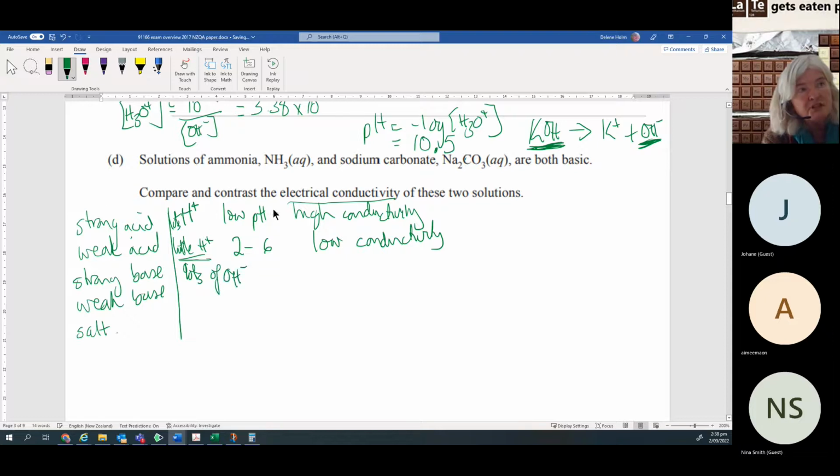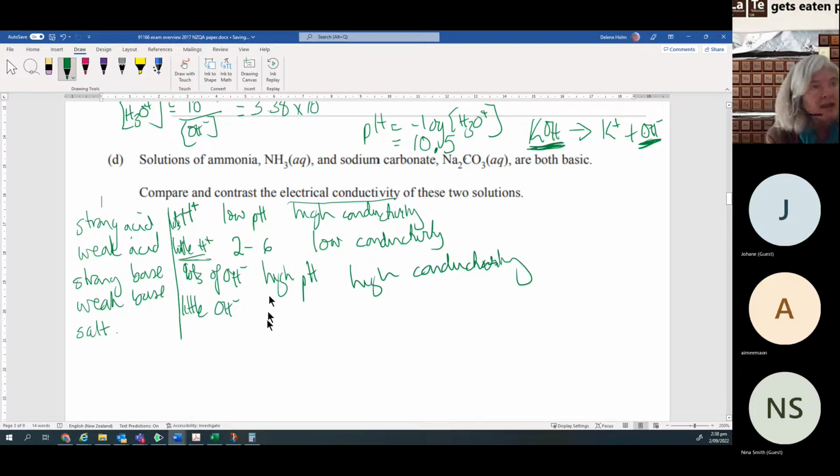So it's going to be the opposite of a low pH. It'll be a high pH. But it will also have a high conductivity, for the same reason, because it's got lots of OH minus present. A weak base is going to be similar to a weak acid in terms of a low conductivity, because we've only got a little bit of OH minus present. And there are no other ions there. It's got a pH of above 7, but usually up to about, what would we say, 12.